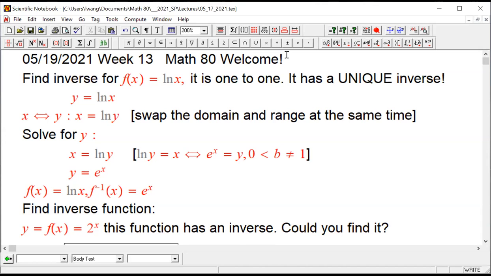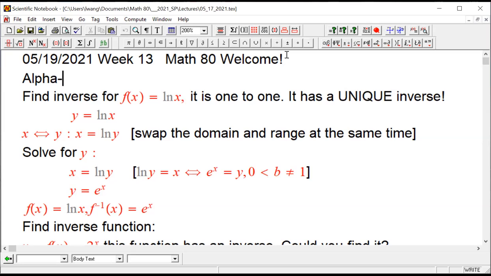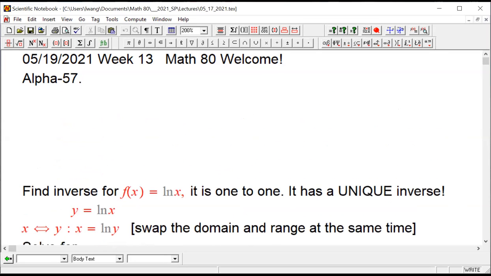So let's look at alpha 57. In alpha 57, I have given you 6 scenarios, okay? They're all variations from our picture. So we're going to give the inverse function and graph both functions on each row, okay? So for example, the first one, alpha 57, number 1, right?